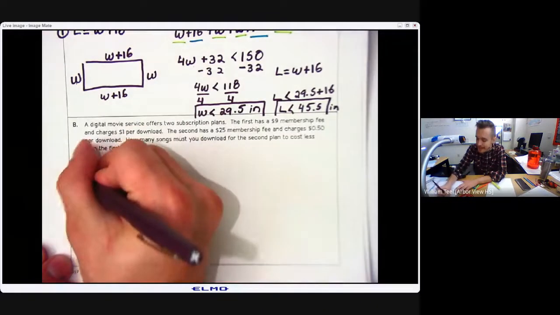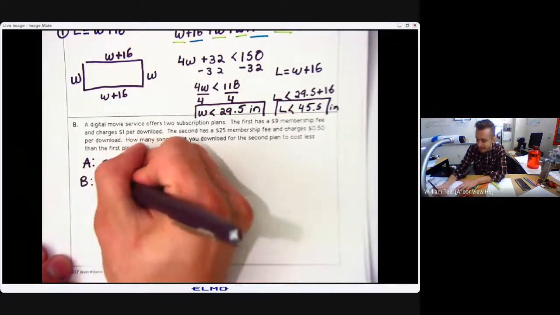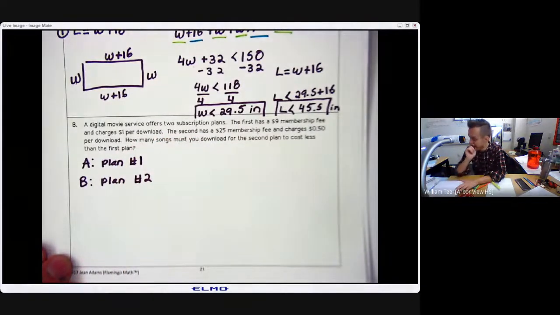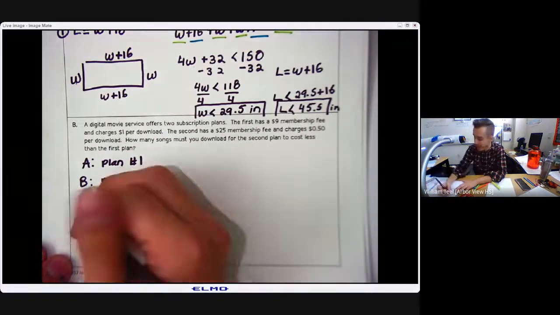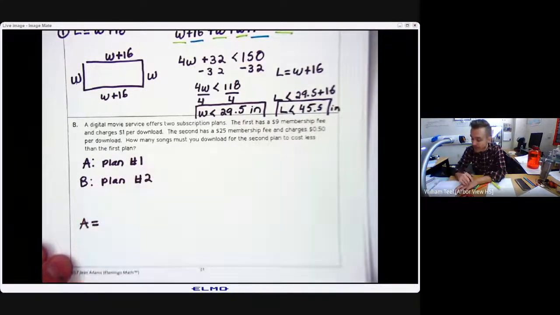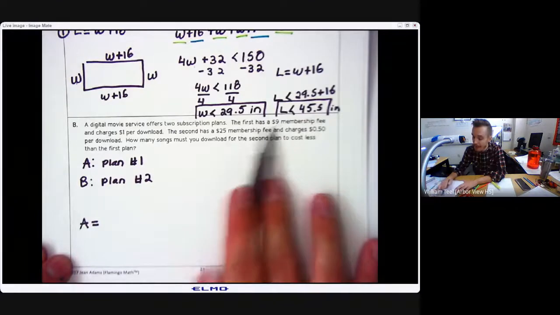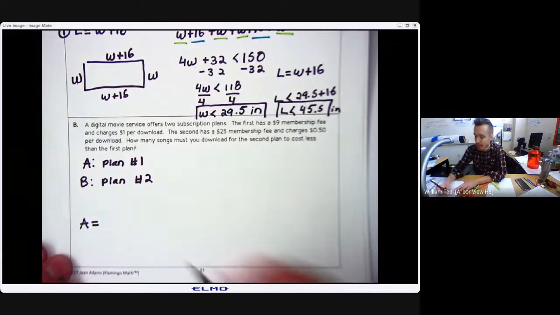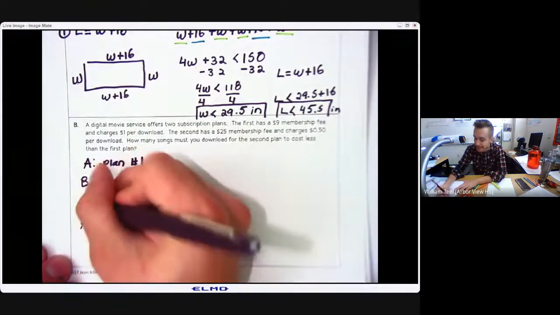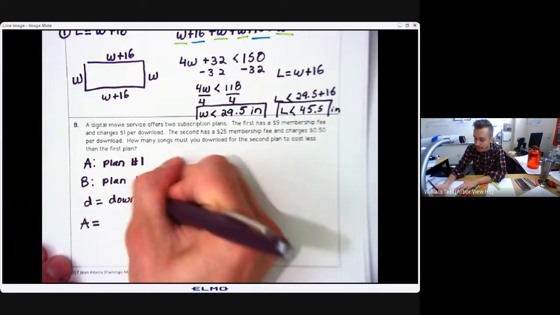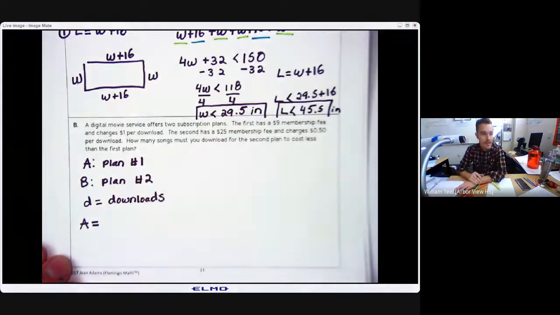I'm going to say that B is plan number 2. All right, let's talk about plan number 1 first. If I have plan number 1, A is equal to a $9 membership fee and then $1 per download. Let's go ahead and assign a variable here. I'm going to say that D is equal to downloads. I'm just assigning my variable so I know what I'm talking about.